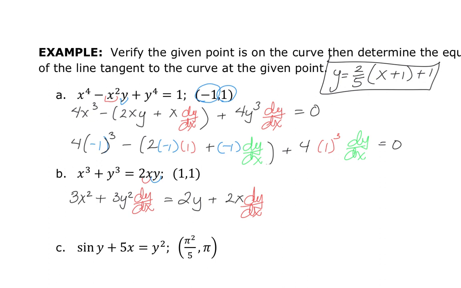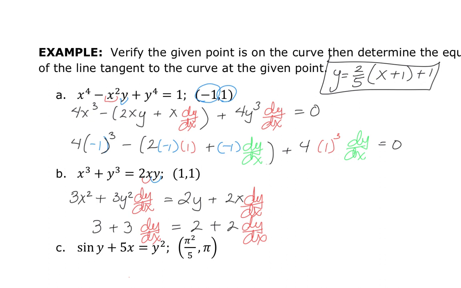Now I'm going to evaluate this at the point (1, 1). So everywhere I see an x or a y, replace with 1. So this is just going to be 3 plus 3 dy/dx is equal to 2 plus 2 dy/dx. I'm going to subtract 3 from both sides. I'm going to subtract 2 dy/dx.